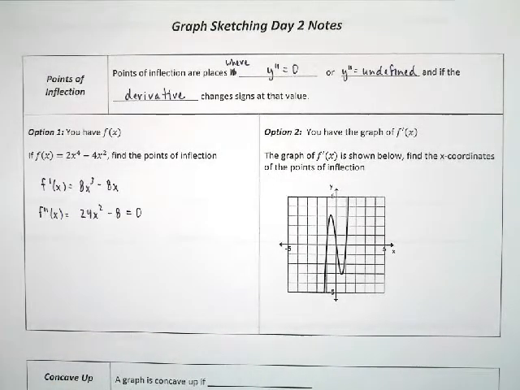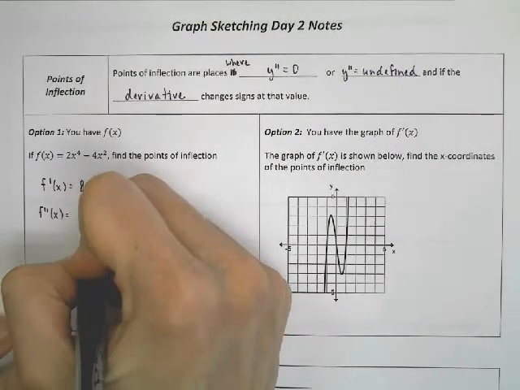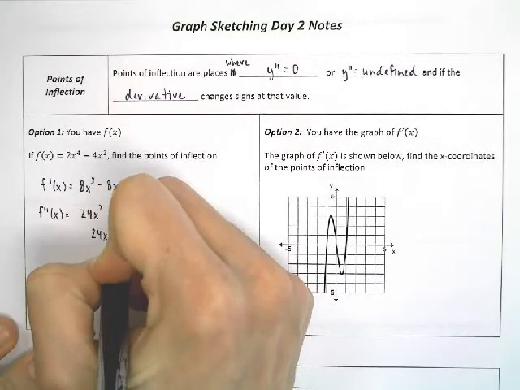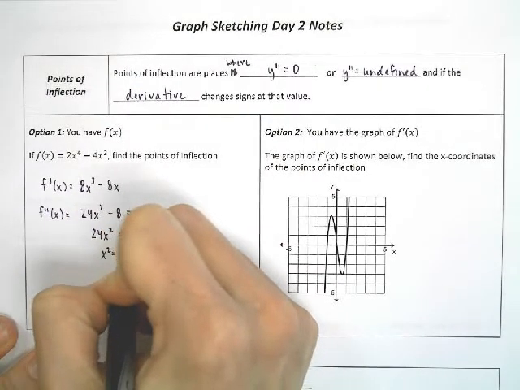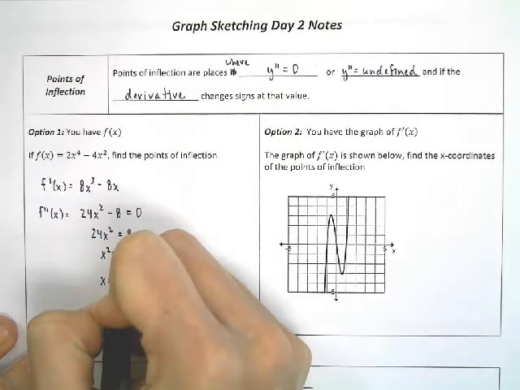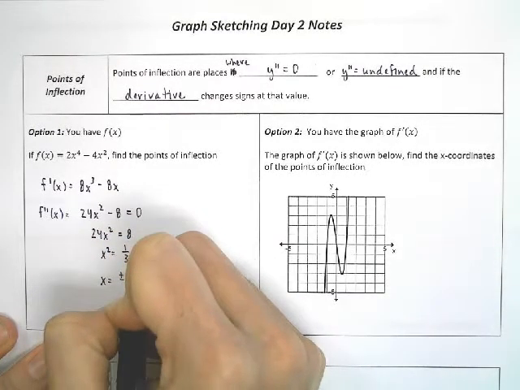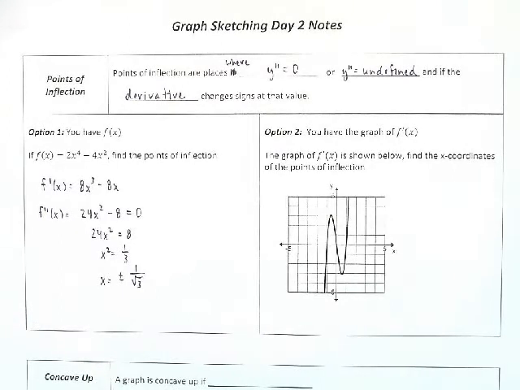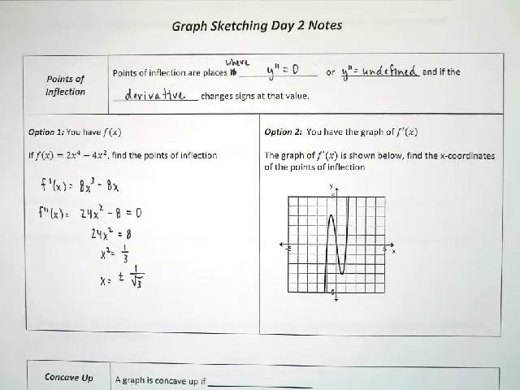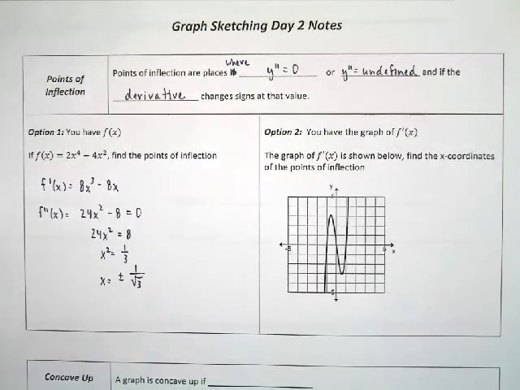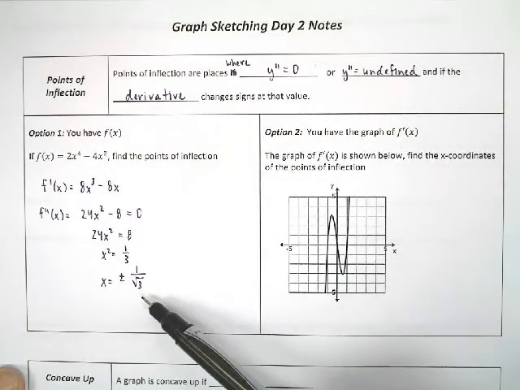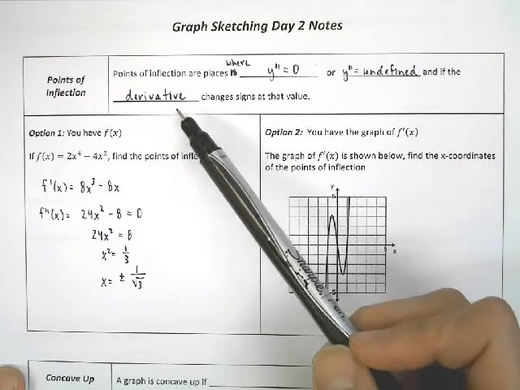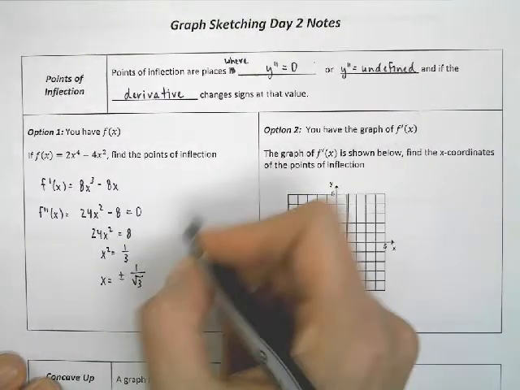Since it's a polynomial function, I know it's not going to be undefined anywhere, so I'm just focusing on where it's equal to 0. Now, this isn't going to give us a real nice number, but that's okay. Let's see, 24x squared is equal to 8. So x squared is 1/3. So then x is plus or minus 1 over root 3. So I have two possible points of inflection. Now again, with critical points, we could just take those x values and call them our critical points. But here we said they're only points of inflection if the derivative changes sign. So I need to do a quick check to make sure that's actually the case.